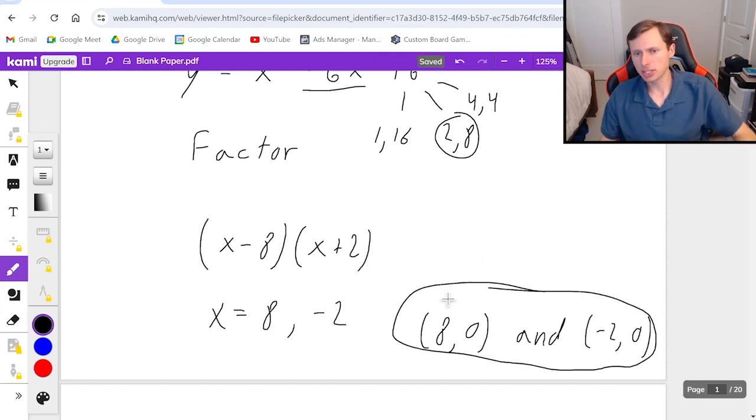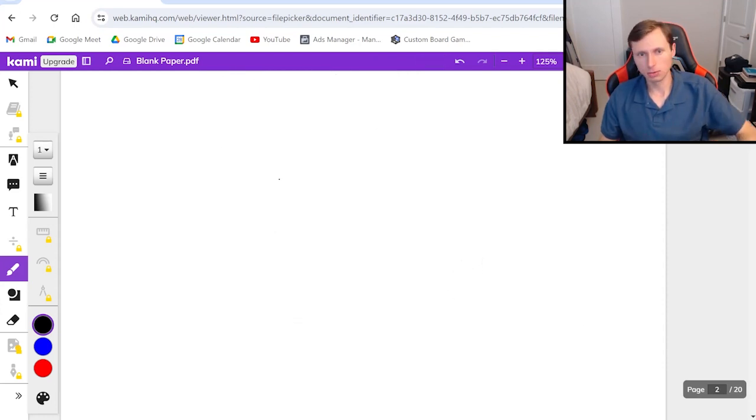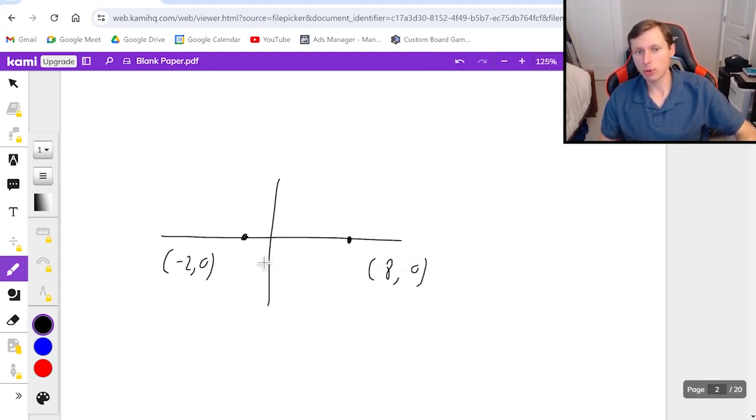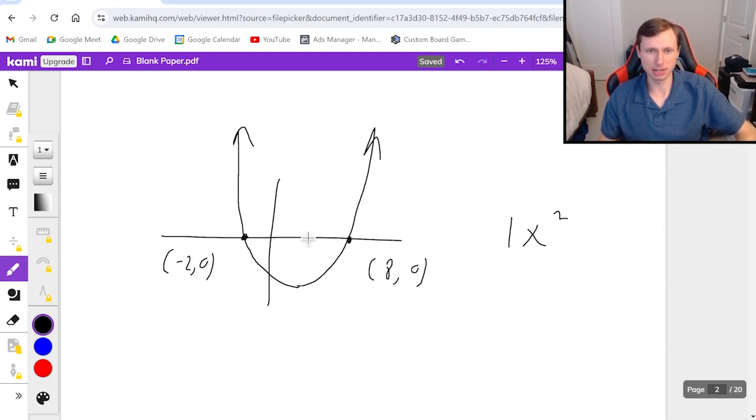Now, what do these x-intercepts look like on the graph? Well, in this case, if I have intercepts at (8, 0) and (-2, 0), the points will look something like this. And since I know this parabola opens upwards because the a term was positive, in other words, the thing in front of the x squared was just positive 1, so that's why it opens up, I know the graph is going to look something like this, some parabola shape like this.